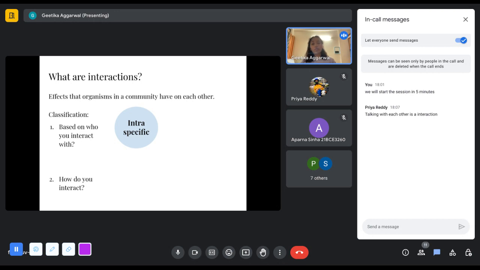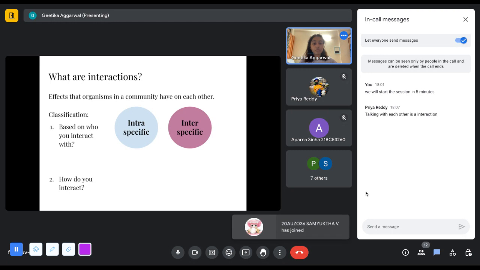The other one would be an interspecific interaction, where you're interacting with organisms that belong to another species. So if I'm petting a dog, that will be an interspecific interaction. Or if I am watering my plants, that is also an interspecific interaction. Can you guys give me some examples of intraspecific or interspecific interactions? Some very simple examples. Anybody?